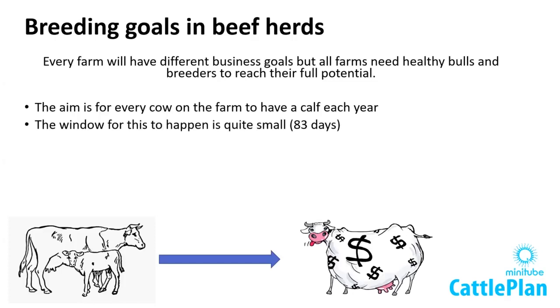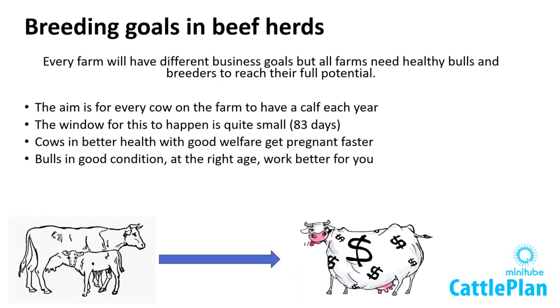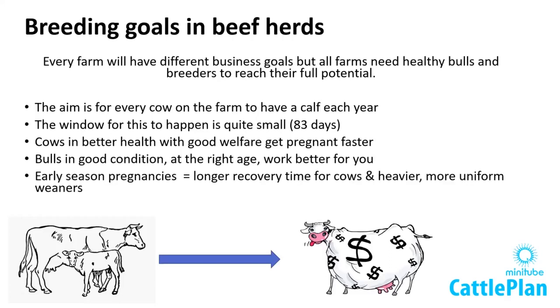However, the window for this to actually happen is pretty small. From the time a cow has a calf to when she actually has to be back in calf again is only about 83 days. So we need to make sure that her health is really good, that her nutrition is really good, because these will impact her pregnancy rates. Essentially, cows that are in better health with good welfare get pregnant faster. And this goes for the bulls as well. Your bulls that are in good condition, in the right breeding age, they work better for you when they're in that better condition.